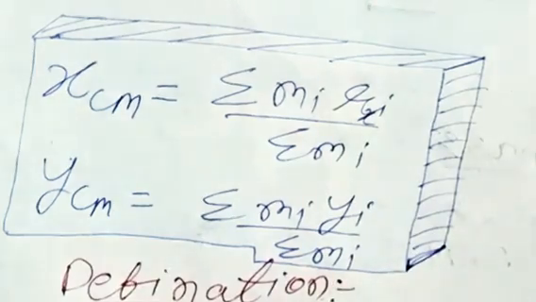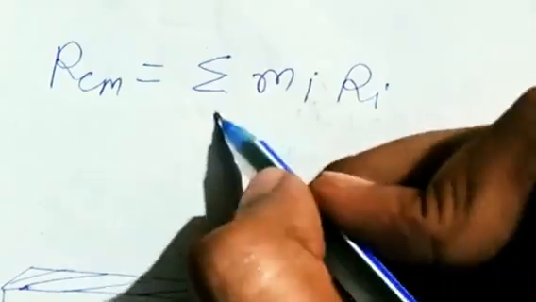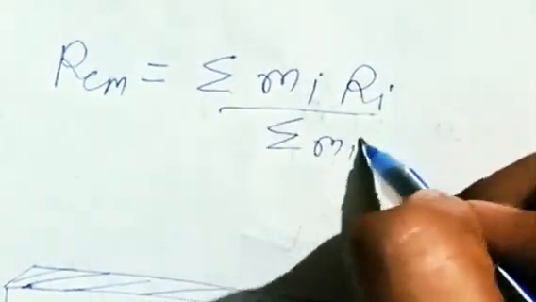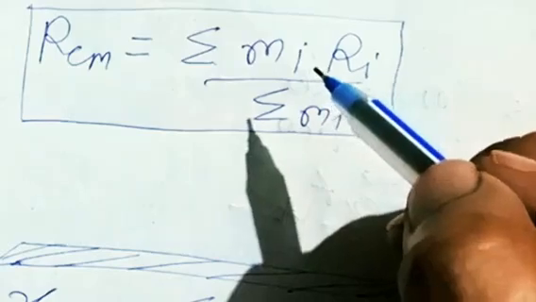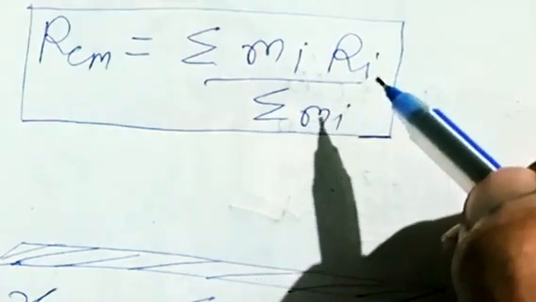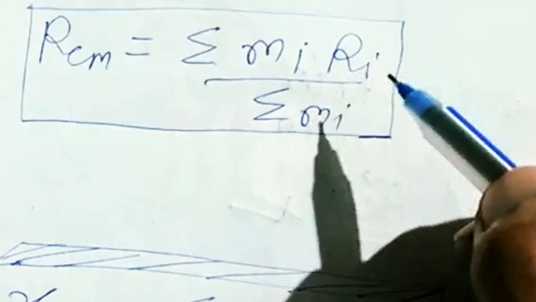And if we consider the position vectors, the center of mass would be RCM is equal to summation mi ri by summation mi. Yes guys, this is the position vector of the center of mass of a system having I number of particles, and ri being the position vector of the ith particle.